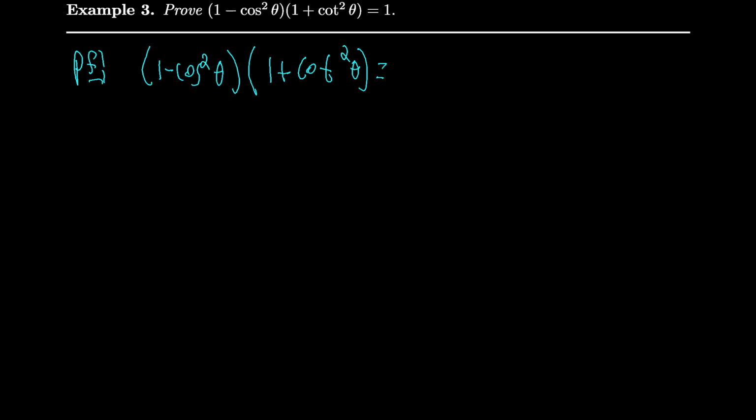Let's just go ahead and expand all this out. Let's multiply everything out. So 1 times 1 is 1. 1 times cotangent squared is plus cotangent squared theta. Then minus cosine squared times 1 is minus cosine squared theta. And then a minus times a positive is a minus, and then cosine squared theta times cotangent squared theta. That might turn into something nice.